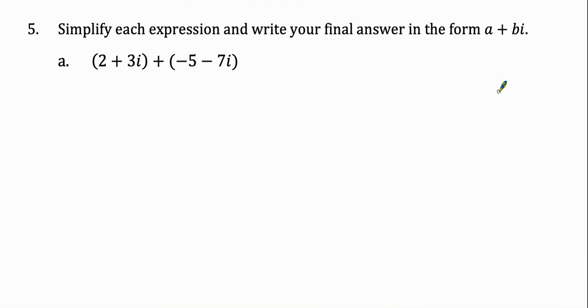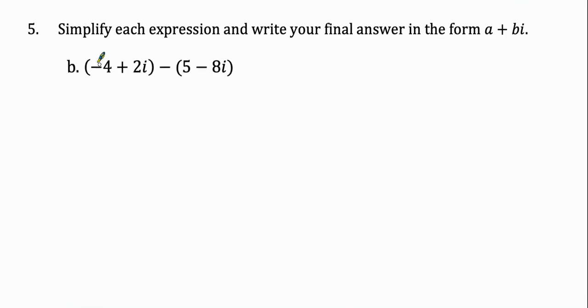On the next one, we are actually performing some operations on complex numbers. So for this first one, just like the last problem, all we're doing when we are adding complex numbers is combining like terms. So 2 plus negative 5 is negative 3, and 3i plus negative 7i would be negative 4i.